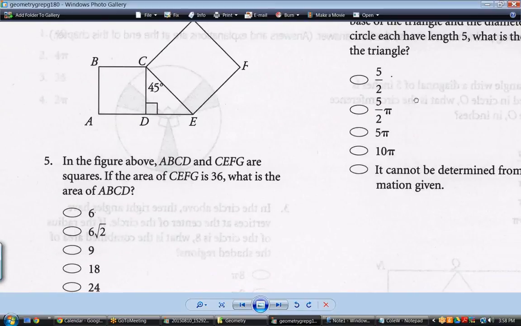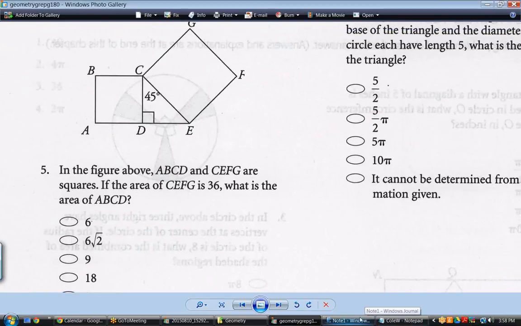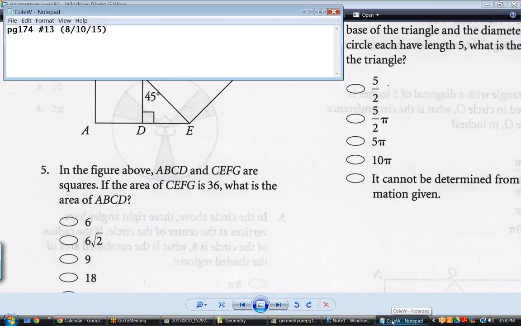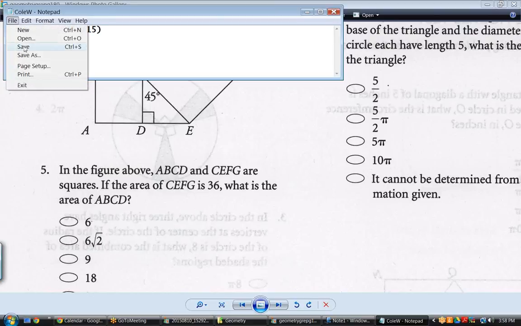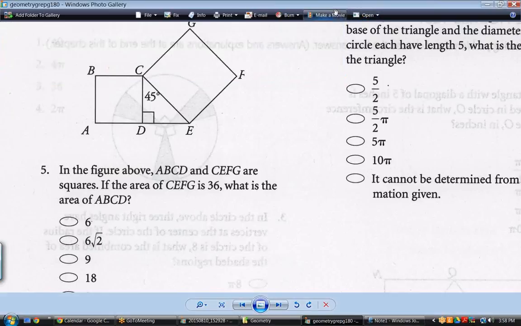All right, let's stop there. All right. Number 5 on 180. Hold on. Now, probably from this point forward, if we continue to work, we'll want to work on what you're doing in class, as opposed to this stuff here.